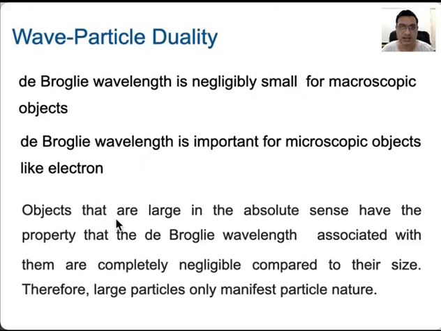Objects that are large in the absolute sense have the property that the Debye wavelength associated with them is completely negligible compared to their size. That's what we have seen in the case of the cricket ball. Therefore, large particles only manifest particle nature.